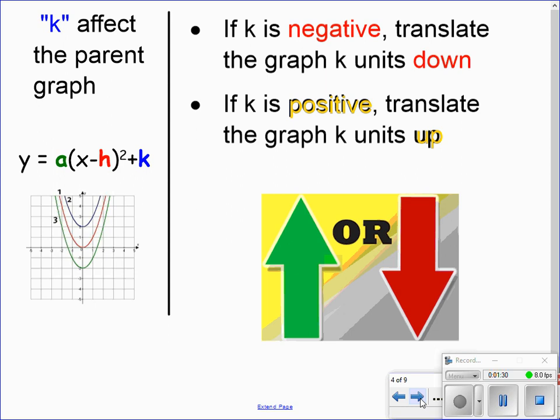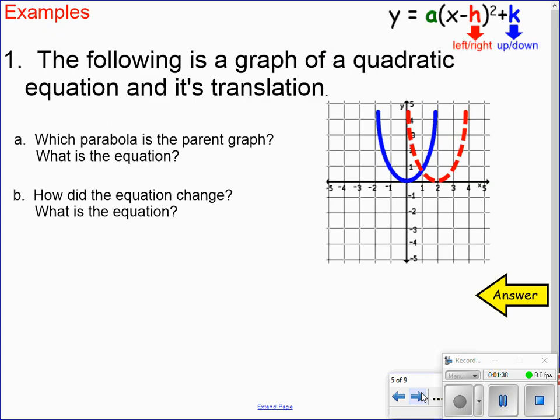K is going to move it up or down. Again, if k is negative, you're going to translate it down. If k is positive, you're going to translate it up. Again, pull h and k out of the equation to determine if it is positive or negative. Now, on this following one, A, where it says which parabola is the parent graph, the parent graph is going to be the blue one because that is the one that goes through the origin. And it has the same general shape.